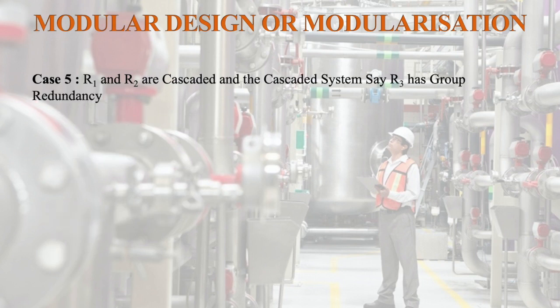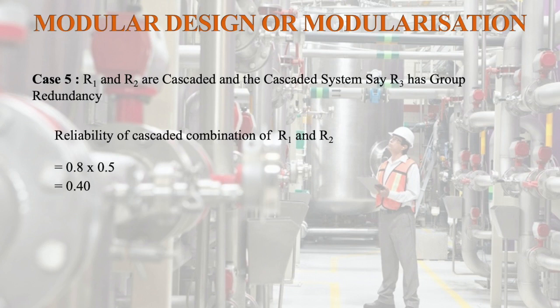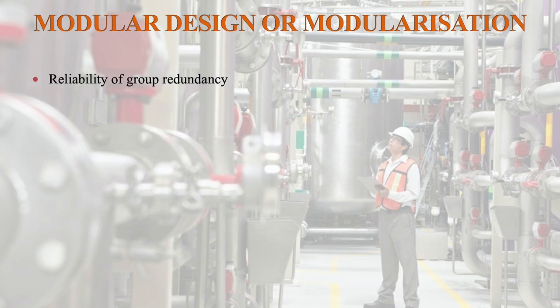Then in case 5, R1 and R2 are cascaded and the cascaded system, say R3, has group redundancy. The reliability of the cascaded combination of R1 and R2 is equal to 0.8 into 0.5, that is equal to 0.4. So the reliability of group redundancy is equal to 1 minus (1 minus 0.4) whole square, that is 1 minus 0.6 into 0.6, that is equal to 0.64. So this is the reliability of the group redundancy.